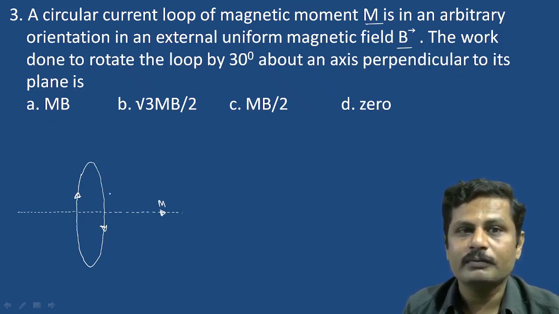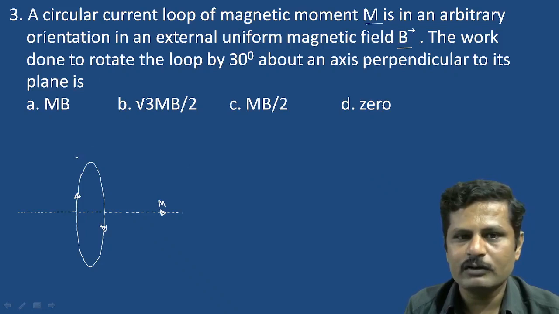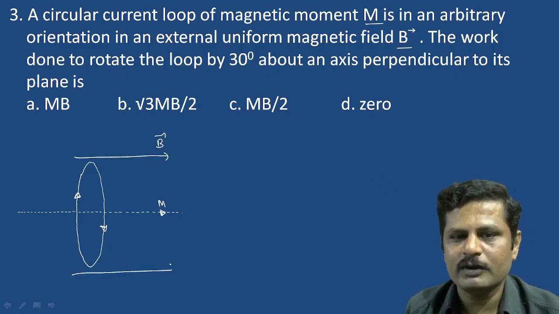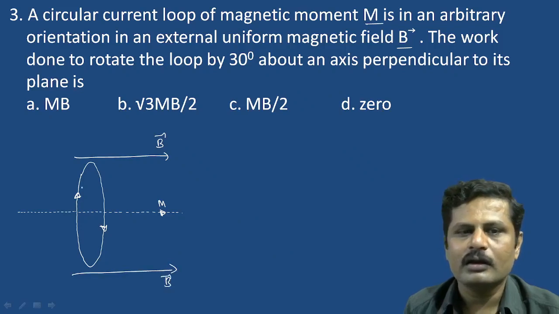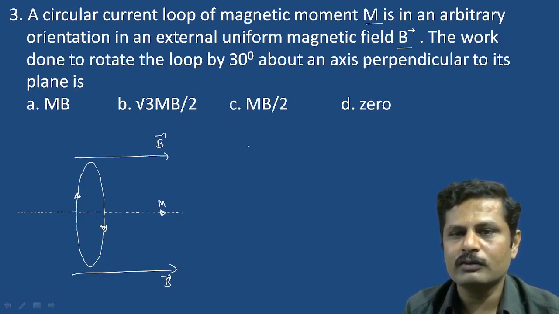So let me place this circular current loop in an external uniform magnetic field. Let me consider the uniform magnetic field is acting in this direction. If I place the loop in the external magnetic field, now look at the angle between the magnetic field and the magnetic moment, that is angle theta. As we know, the work done to rotate the loop in the magnetic field is MB (cos theta 2 minus cos theta 1).